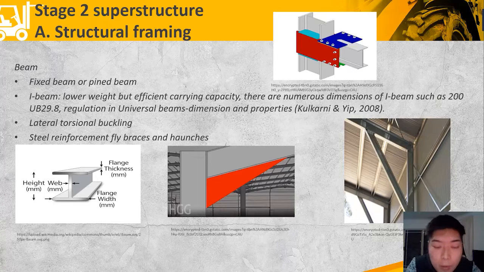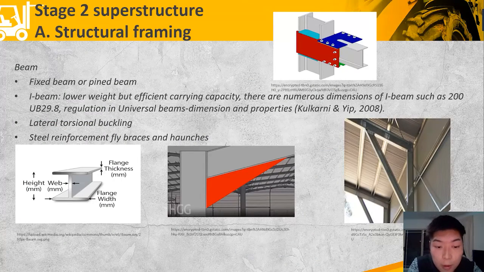Beams are fixed beam or pinned beam. The most popular beam is the I-beam. It is lower weight but has efficient carrying capacity. There are numerous dimensions of I-beam, such as 200 UB 29.8, and listed in the universal beam dimensions and properties.